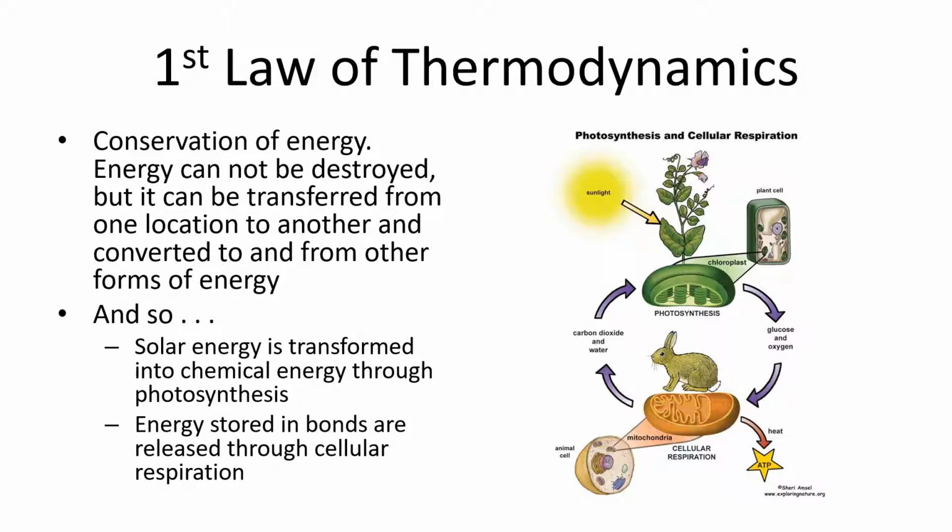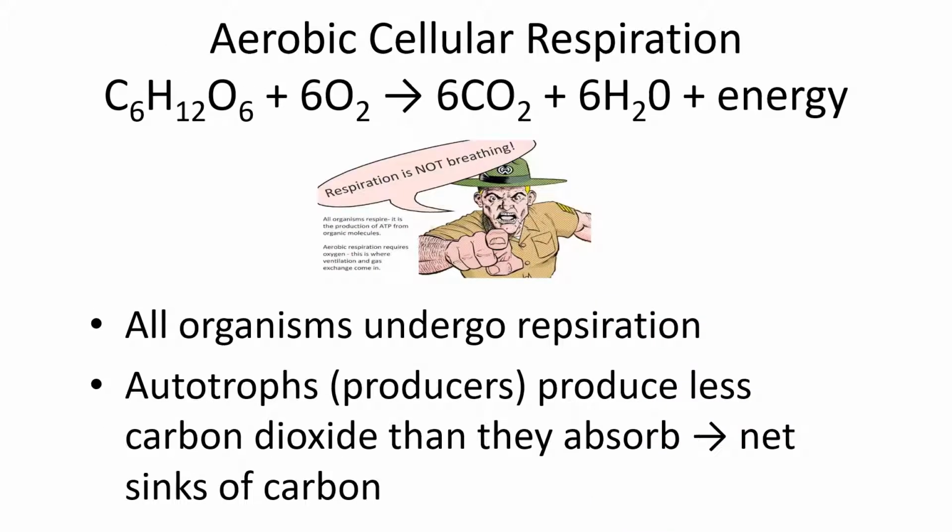It really is a perfect picture of the first law of thermodynamics. So the first law of thermodynamics really says that it's a conservation of energy. So energy cannot be destroyed, but it can be transferred. And so solar energy is transformed. So energy isn't destroyed, it's just transformed into this chemical energy. And then that energy is stored in the bonds of glucose, and then it's released through cellular respiration. So for cellular processes. So what is cellular respiration?